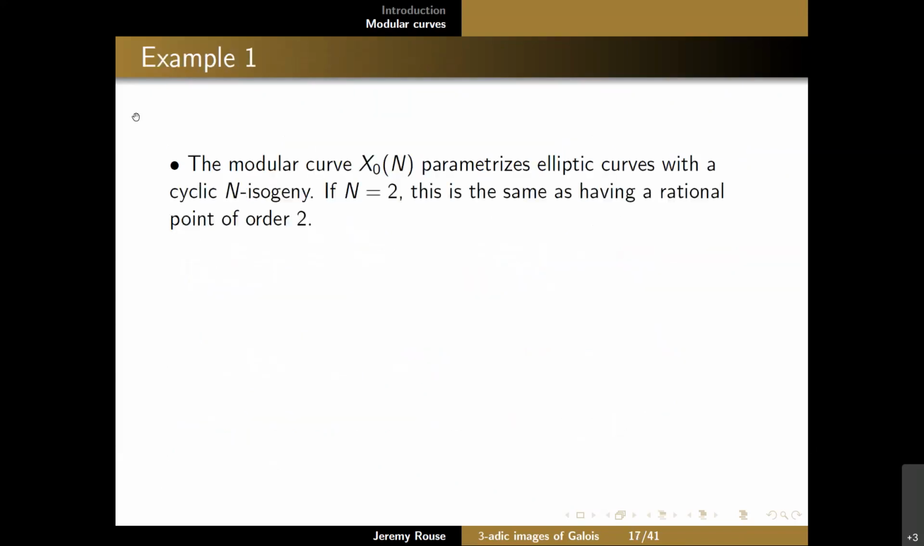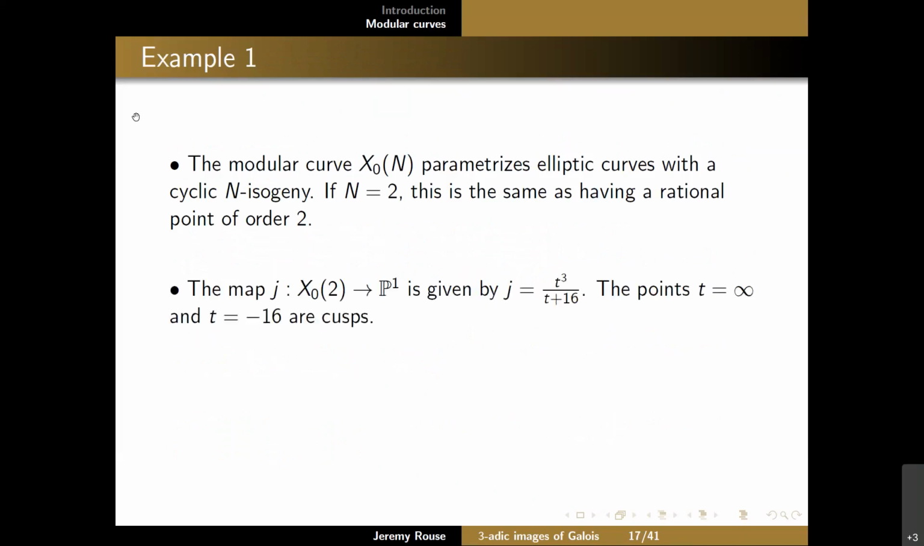All right, so I wanted to give a few examples of modular curves and how they parameterize elliptic curves. And I wanted to use the modular curves X0(N). These parameterize elliptic curves with a cyclic N isogeny. So if N equals 2, having a cyclic 2 isogeny is the same as having a rational point of order 2. So in this situation, X0(2) is isomorphic to P1, and here's one such isomorphism that sends a point t to the J invariant t cubed over t plus 16.